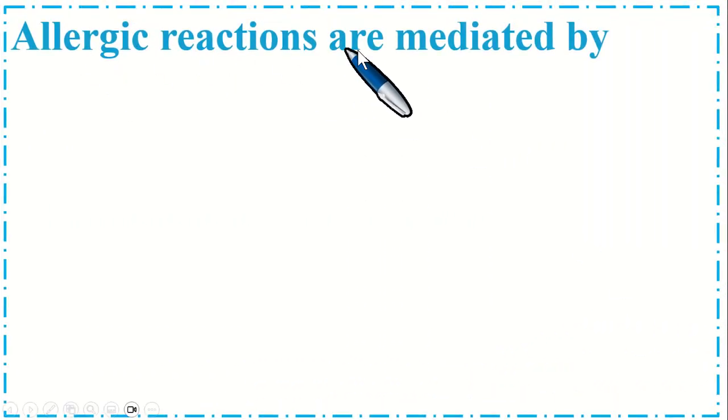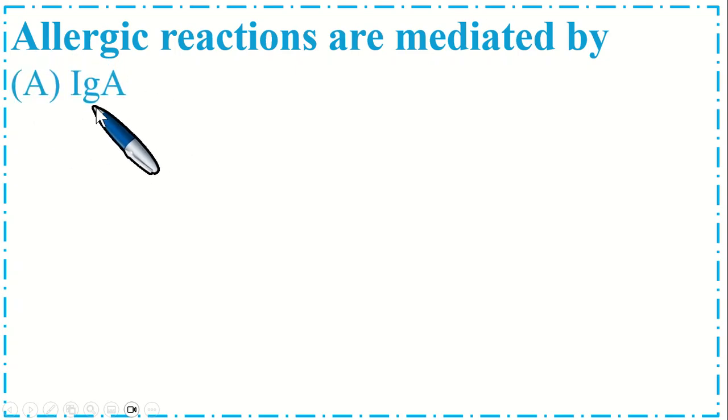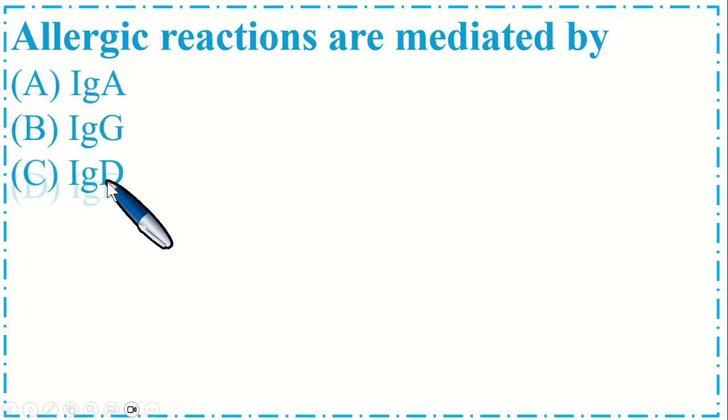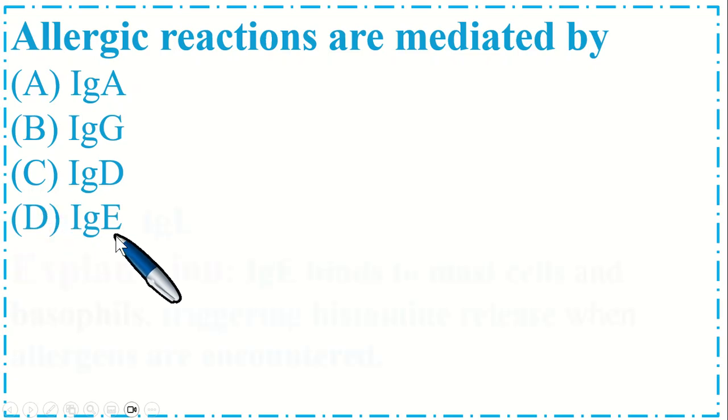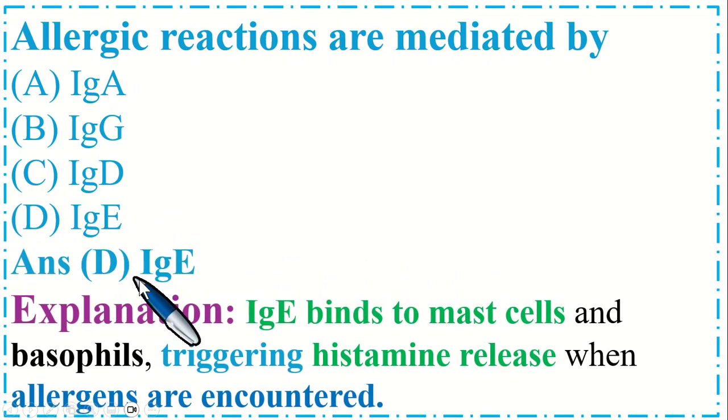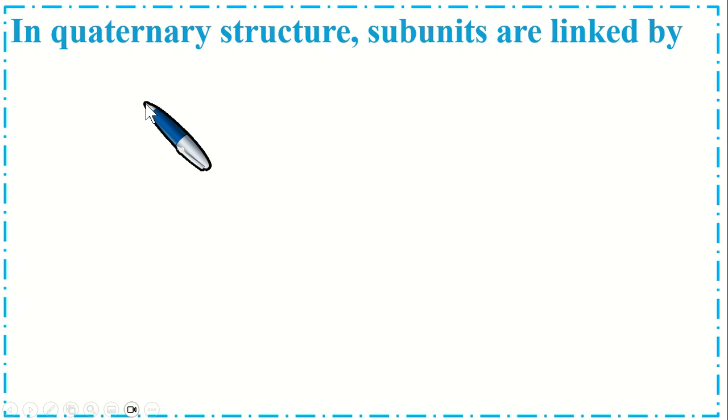Allergic reactions are mediated by: option A IgA, B IgG, C IgD, and option D IgE. So the correct option is D, IgE. IgE binds to mast cells and basophils, triggering histamine release when allergens are encountered. So this is a very important MCQ.